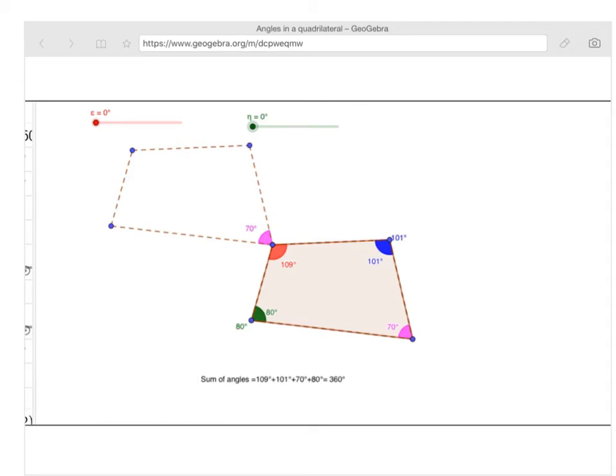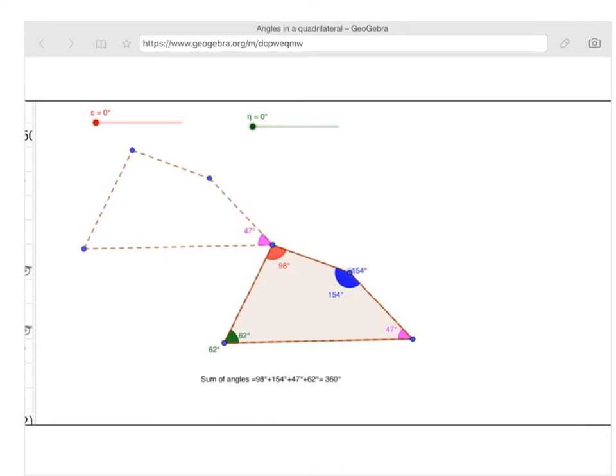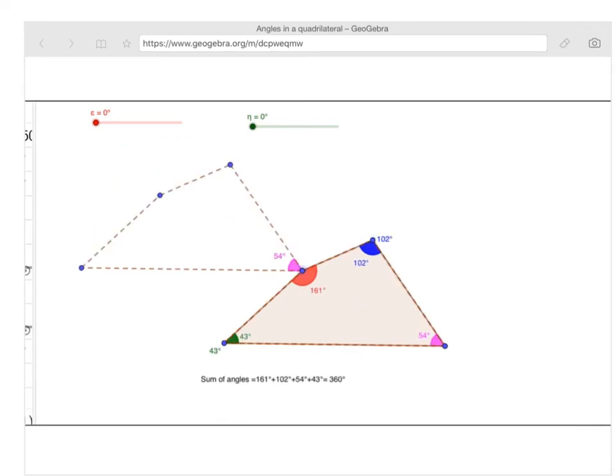So here I've got a quadrilateral. Again, I can move this around to make any kind of shape I like. And I have set up this so that I have a translation of the same shape attached through one of the vertexes. And again, using the slider, I'm going to rotate it so I can move the other 2 angles.